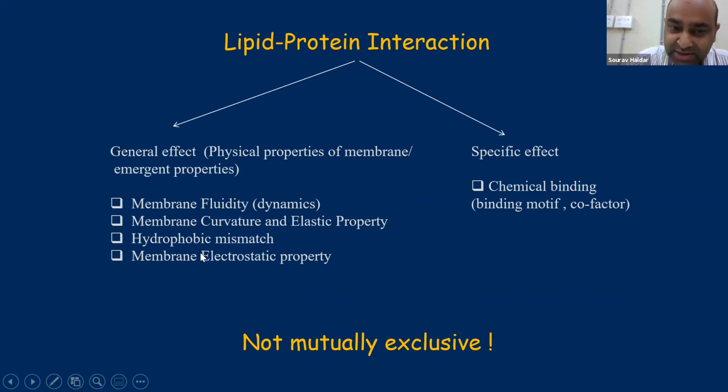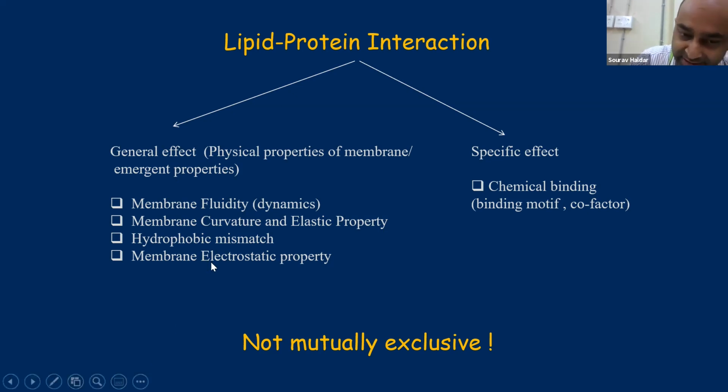The thickness of the bilayer, which will manifest in the form of hydrophobic mismatch, I'll come to that point later, and membrane electrostatic properties. So membrane electrostatic properties will contribute to the membrane potential in the form of dipole potential, transmembrane potential, and surface potential. And all these three forms of electrostatic property of the membrane are very crucial in supporting the activity of membrane protein.